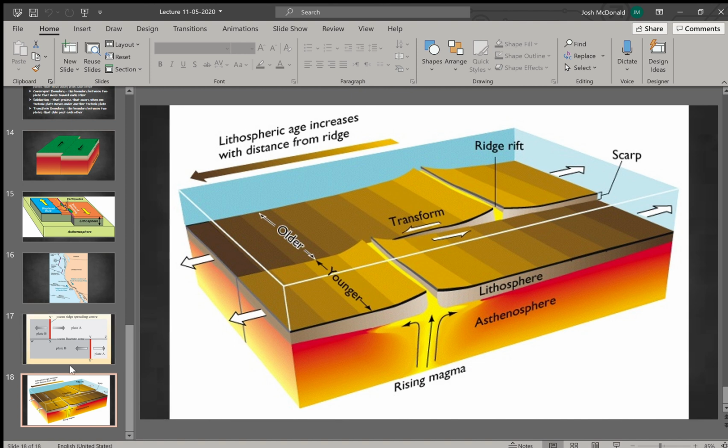So all three of these work in conjunction to move the plates around and cause different landforms, and they're one of the biggest causes of volcanoes you see here again, and earthquakes along all of the different types of boundaries.